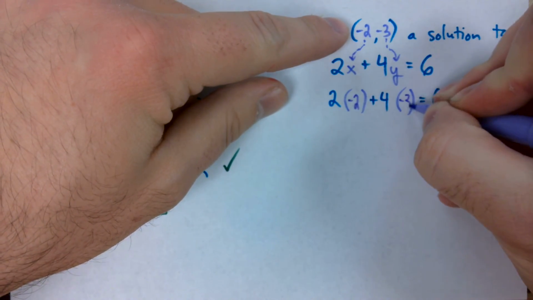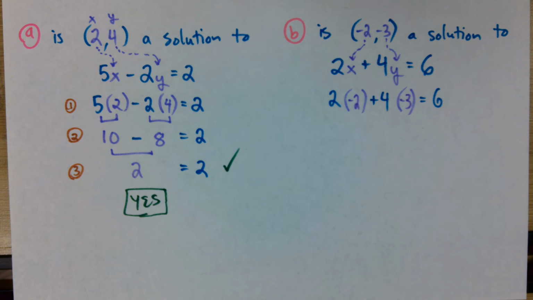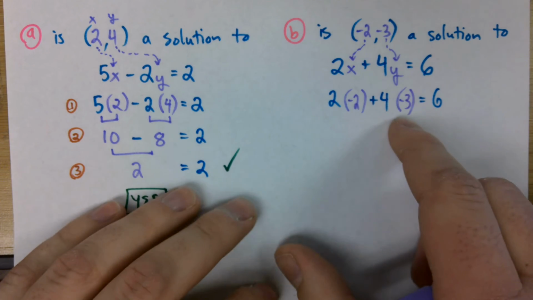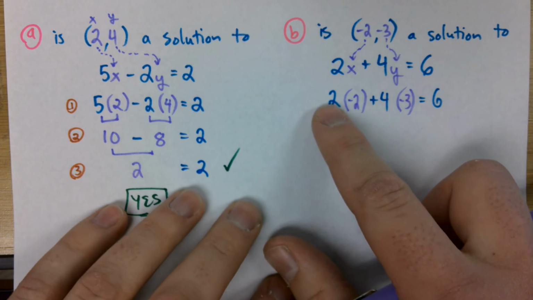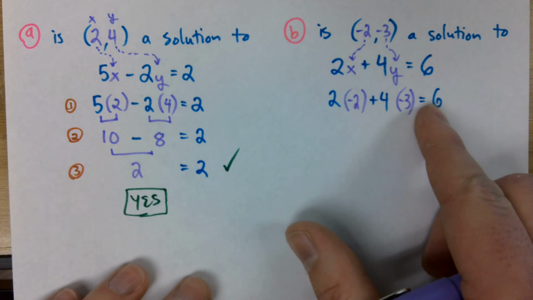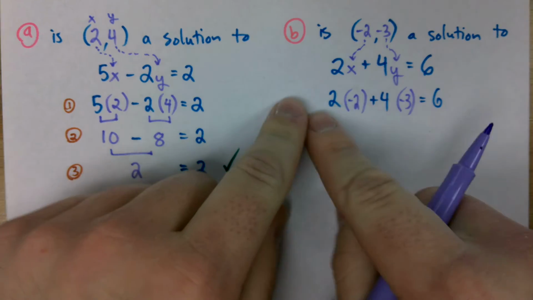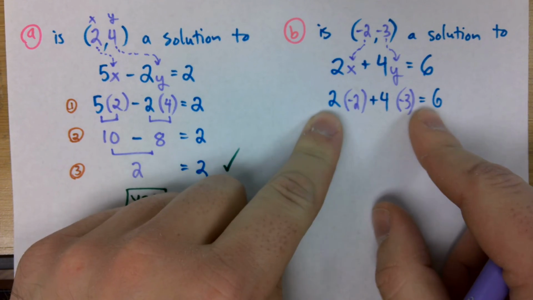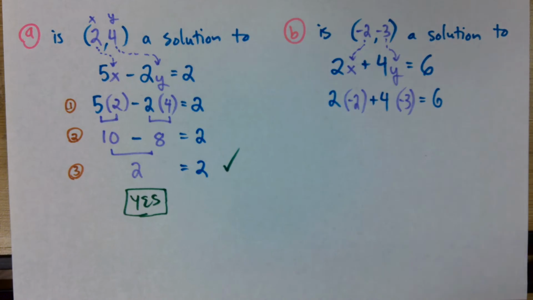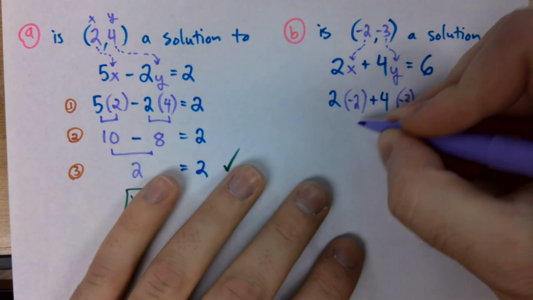-2, -3. Now this is another reason why our parentheses are so valuable, because when we have a negative coordinate that we're plugging in, we don't want to get confused and think this says 2 minus 2 plus 4 minus 3. We don't want to do that. We want to multiply these two things, and then we're going to add them together. So step 2 is we're going to multiply.